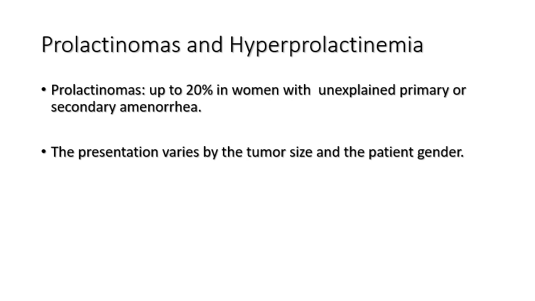Let's start talking about a different special type of pituitary adenoma, starting by discussing prolactinoma, which represents the commonest secretory pituitary adenoma and cause of hyperprolactinemia. Prolactinoma is actually responsible for 20% of unexplained primary or secondary amenorrhea in women. So it's commonly presented in women and at early presentation. And for this reason, the presentation varies by gender.